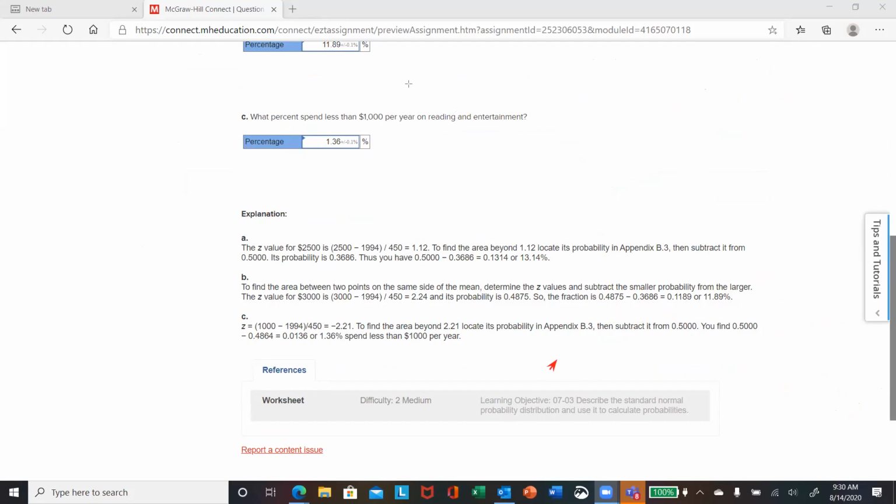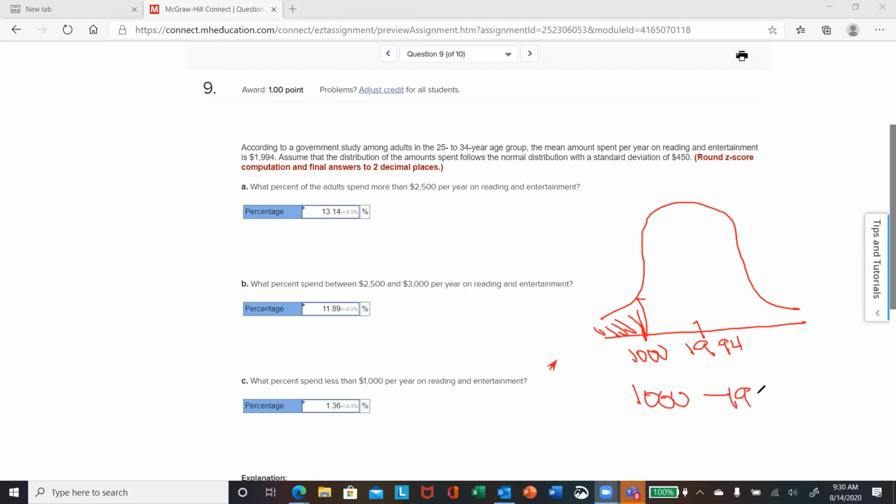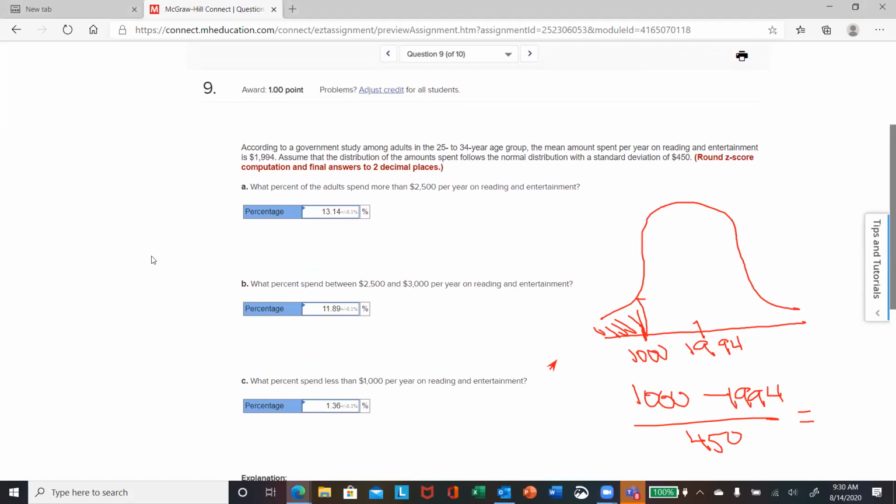All right. And then the last one, it says spend less than 1,000. So again, here's my curve. And I know my mean again is 1994. We're going to get a negative z-value because we know 1,000 is below the mean and they want that. So you take 1,000 minus 1994, divide that by 450. That's going to give us our negative z, which is about negative 2.21.